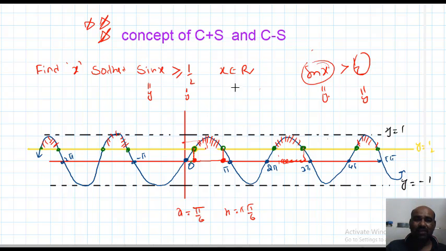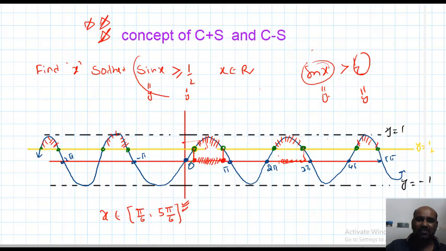For these two, equality holds, but for greater than, all x values should be taken. So I will write, observe here, x belongs to the closed interval [π/6, 5π/6]. Students, these values, so closed here to here. All these x values satisfy this inequality. Next, these x values also.